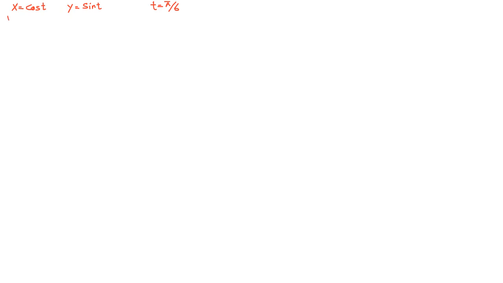Okay, we have to find the slope. The formula for the slope is dy over dx is equal to dy over dt divided by dx over dt. So this is the formula for the slope.